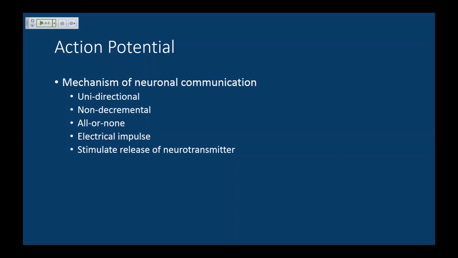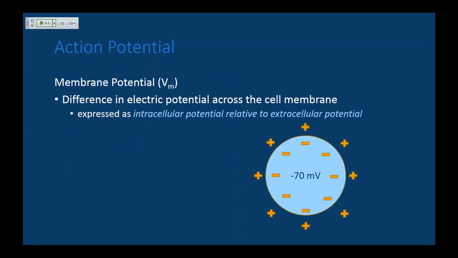It's all or none. It's an electrical impulse, which physically means it's associated with the flux of ions across the cell membrane, creating electricity and an electrical impulse. And at the completion of the action potential, it's typically going to stimulate the release of neurotransmitters. Again, we'll go through all this as we go.